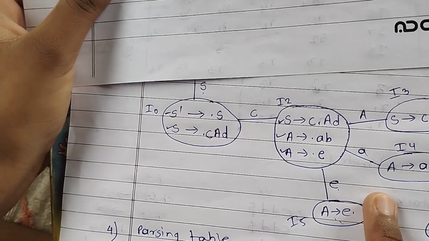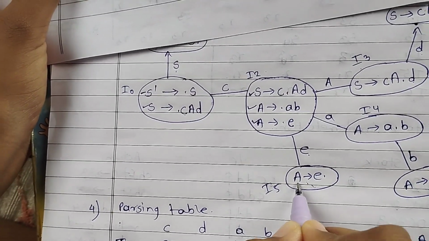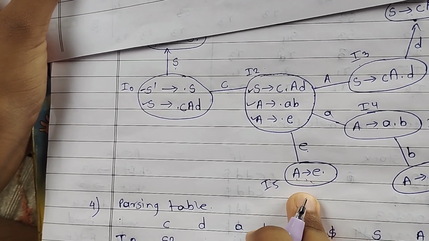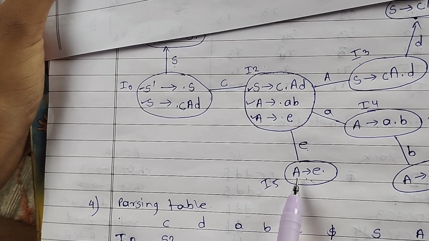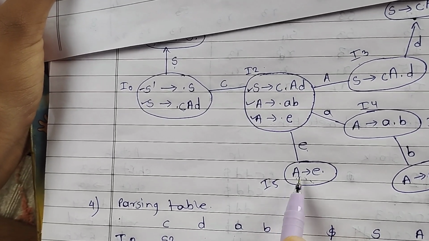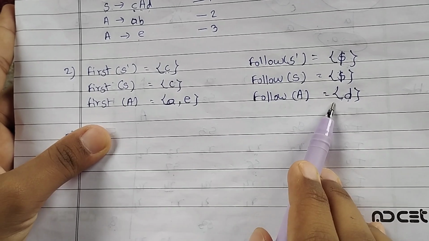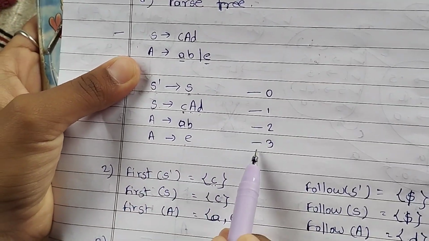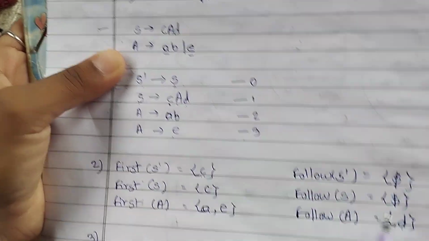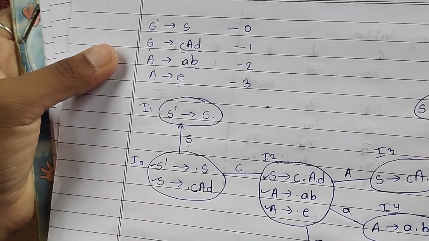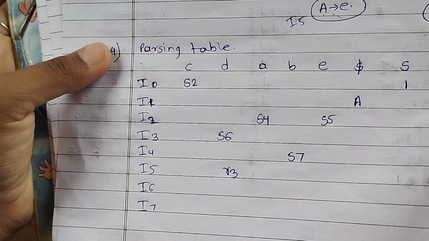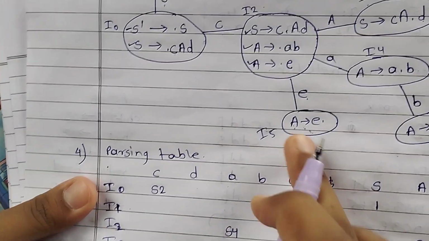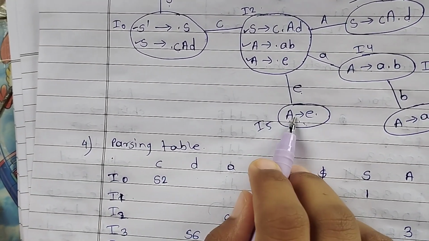And why do we consider A only? Because this grammar is a production for A. So this is the final state, and for the final state we reduce the grammar. Then how do we reduce? Only for the follow of A, and the follow of A is D. So we write reduce on D, and the grammar number is 3, so we write R3 below D. Only these changes we do in SLR: R3, and the remaining as it is. Next, for I5 we write for D only.